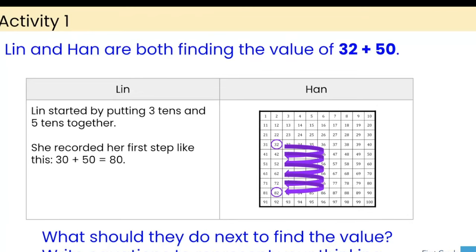Lynn and Han are both finding the value of 32 plus 50. What should they do next to find the value? Write equations to represent your thinking. Pause the video here while you look at Lynn and Han's work and solve for Activity 1.